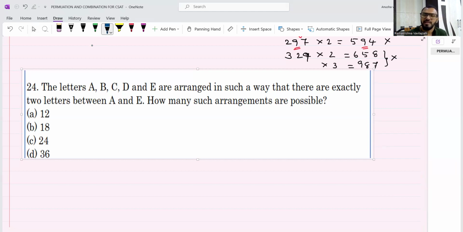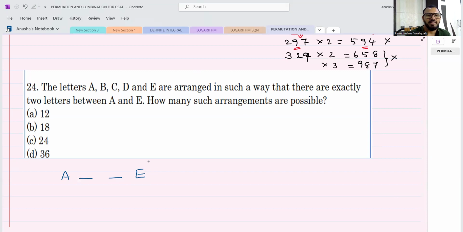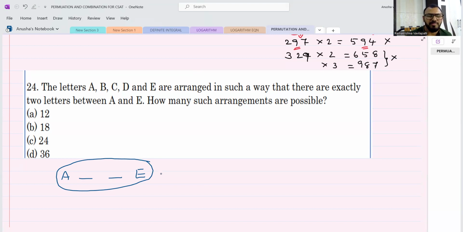I'll just list out all possible cases and then I will arrange them. You see that A, here there are two places, and E. This you consider as a single object. And this is the fourth letter. Assume that the fifth letter is X, or I'll list that out.